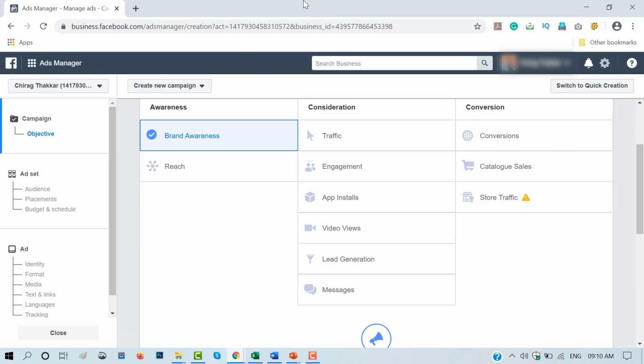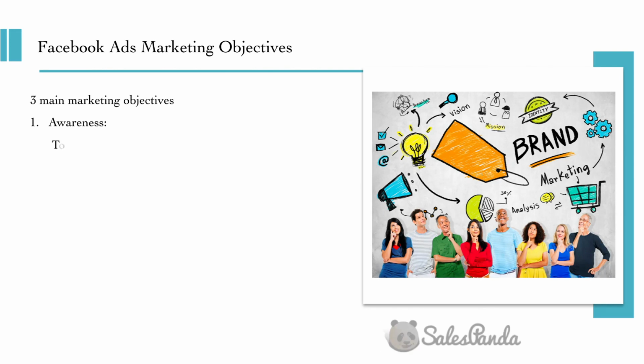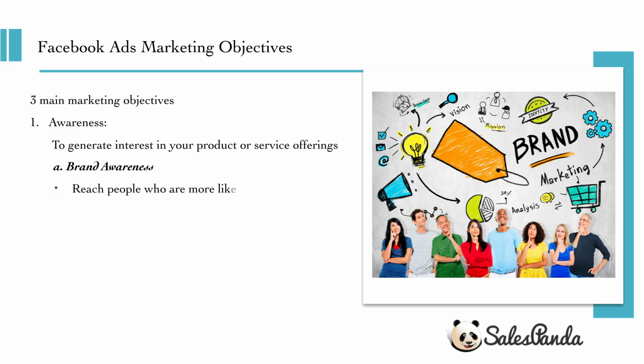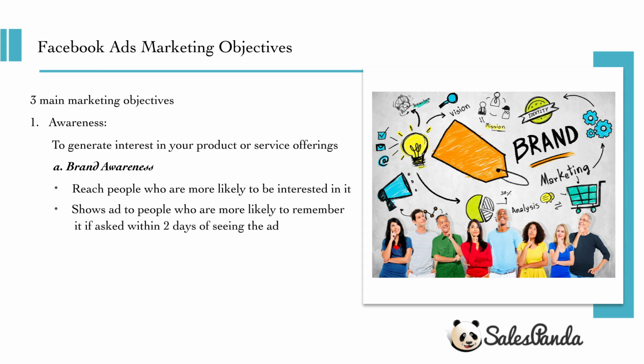In the category Awareness, there is brand awareness and reach. These objectives are chosen when you want to generate interest in your product or service offerings. You may choose brand awareness to reach people who are more likely to be interested in it. It shows the ad to people who are more likely to remember it if asked within 2 days of seeing the ad. Reach objective is chosen to show the ad to as many people as possible in your target audience.